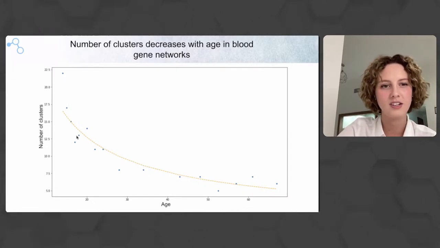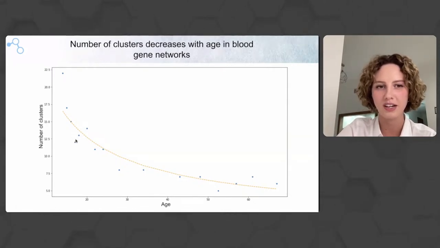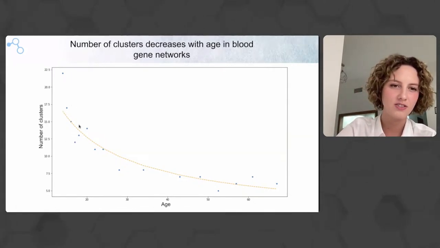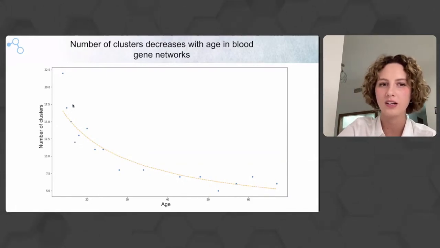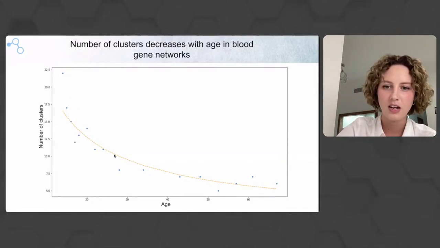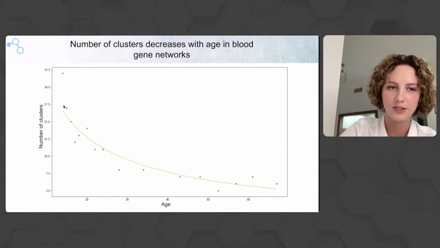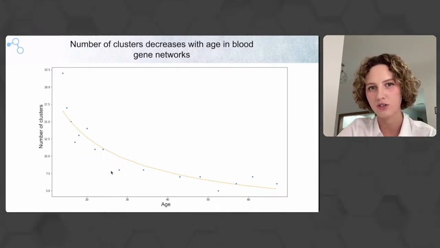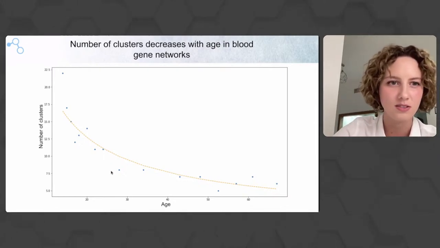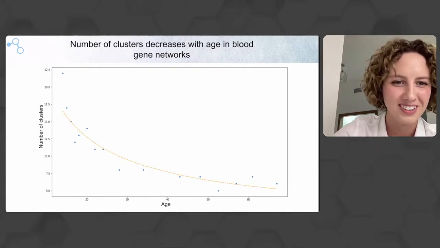For blood we got different networks for different ages. We clustered them with spectral clustering, and now we got a result that the number of clusters drops with age. And now we analyze the migration of genes between clusters during aging and analyze the gene groups inside each cluster. And this really can tell us a lot about the aging process. We are doing it currently.